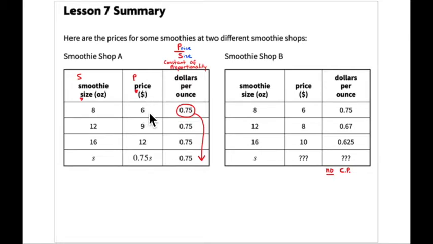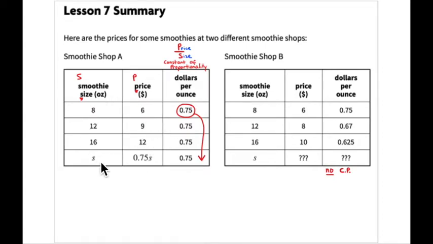So now you're going to double the price. If you go from 8 ounces to 16 ounces, the price is going to double from $6 to $12. So that is a proportional relationship. You have pairs of numbers. If one pair increases by a factor, the second pair is going to increase by that same factor.